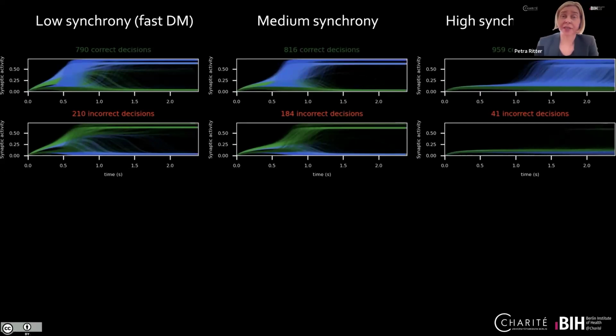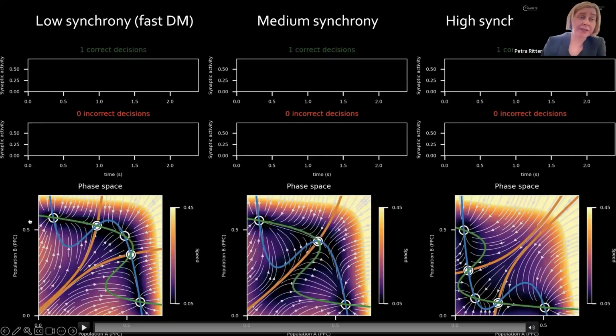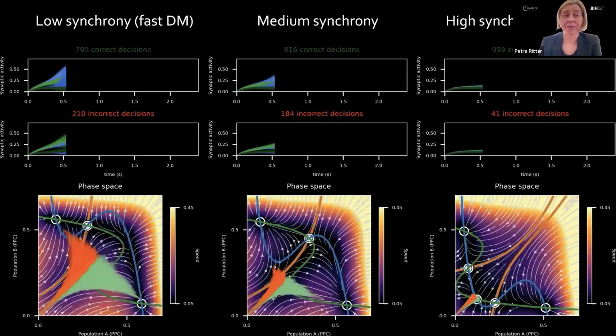And this is what the data have shown us that I have shown you previously, but now we want to understand why that is. And this is where the model helps us. So we now look at the phase space. The phase space is spanned by the activity of the competing populations in the posterior parietal cortex, population A and population B. And the little balls are so-called fixed points. The little arrows are flow fields that show where the system is pulled.